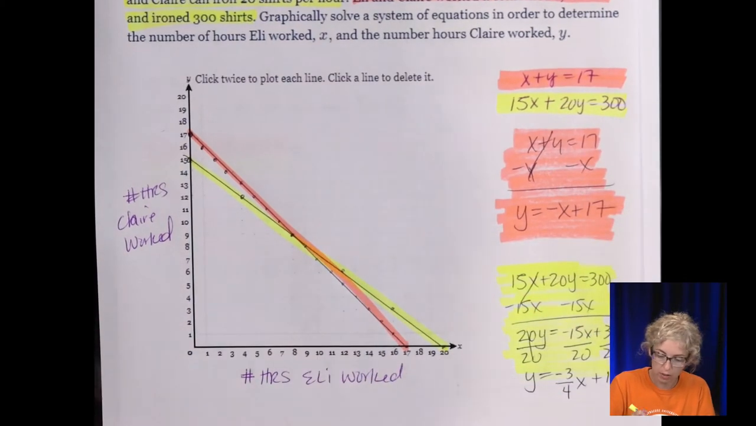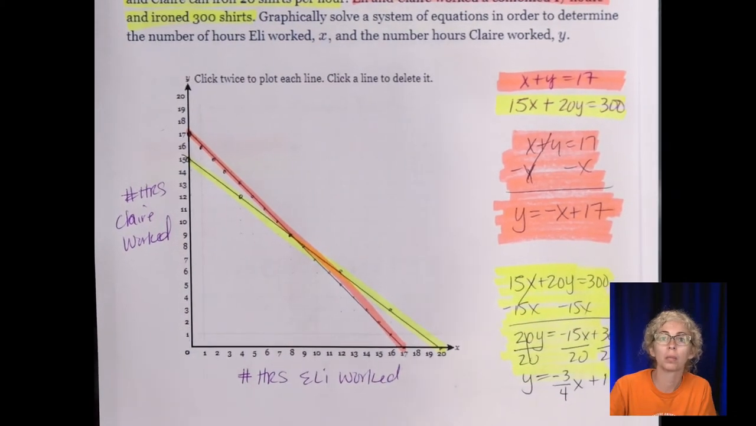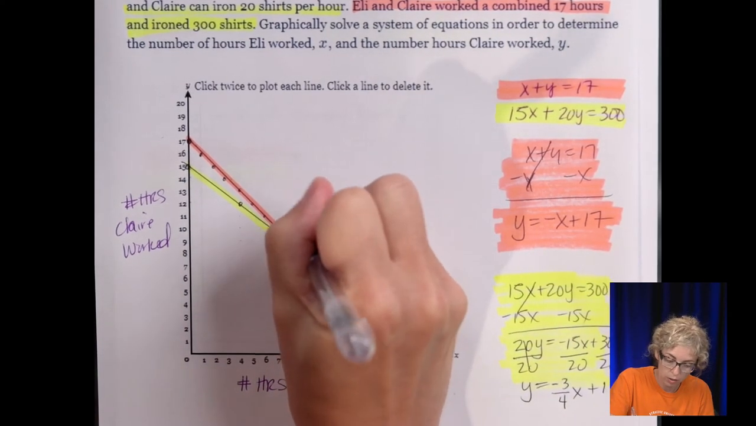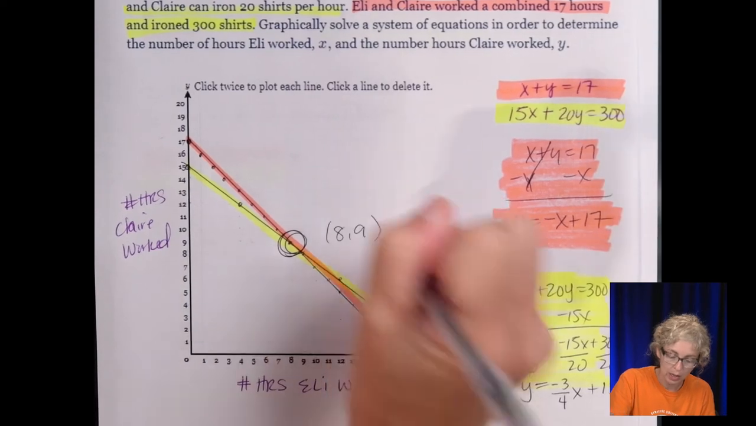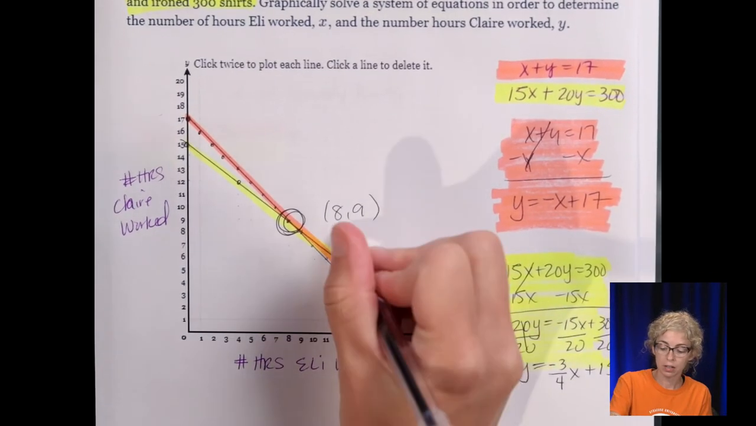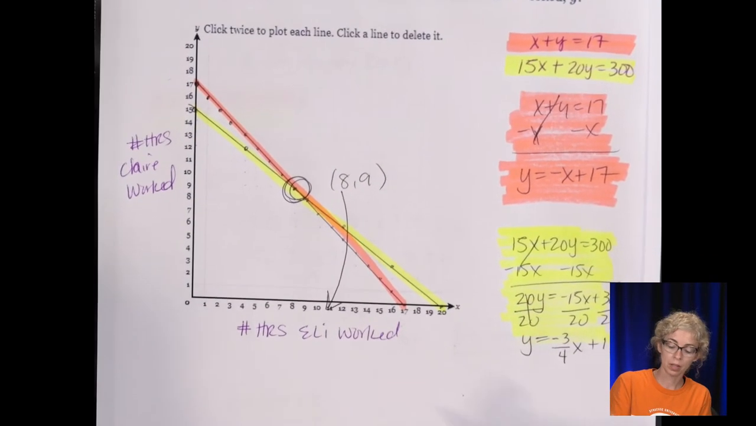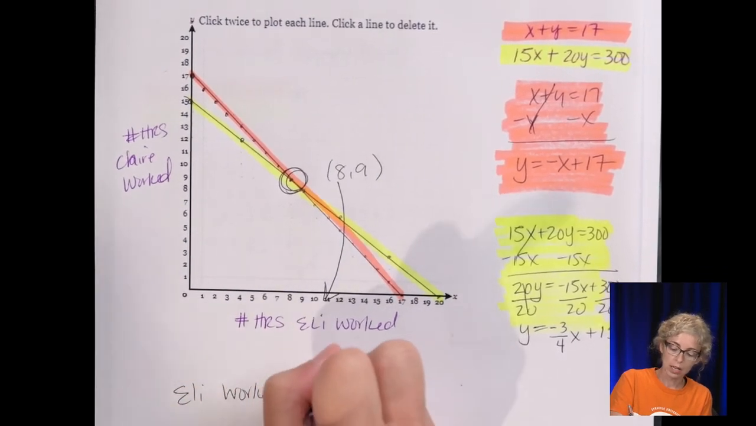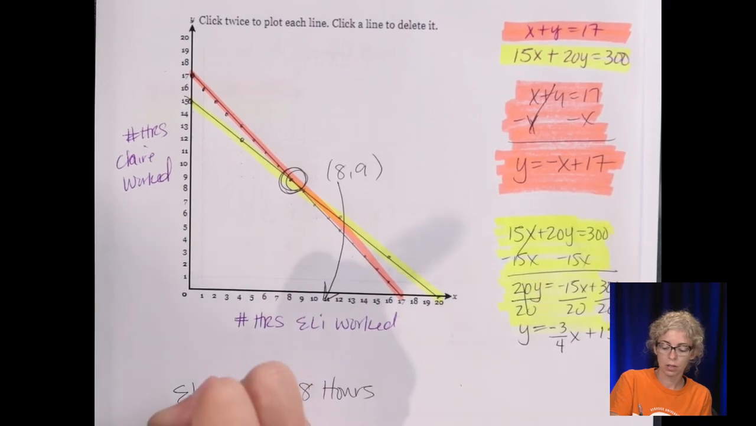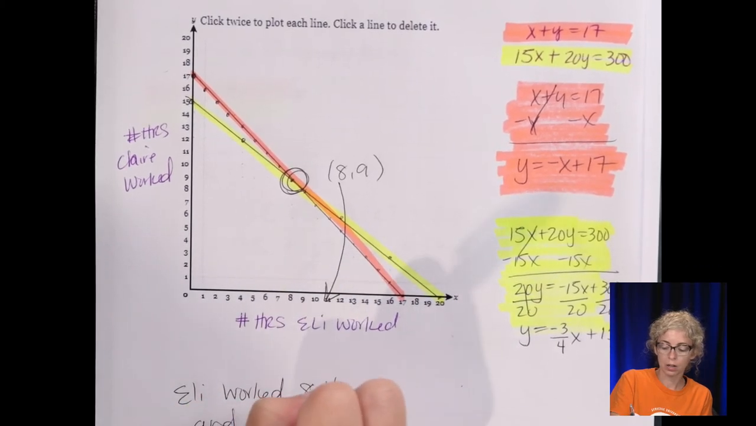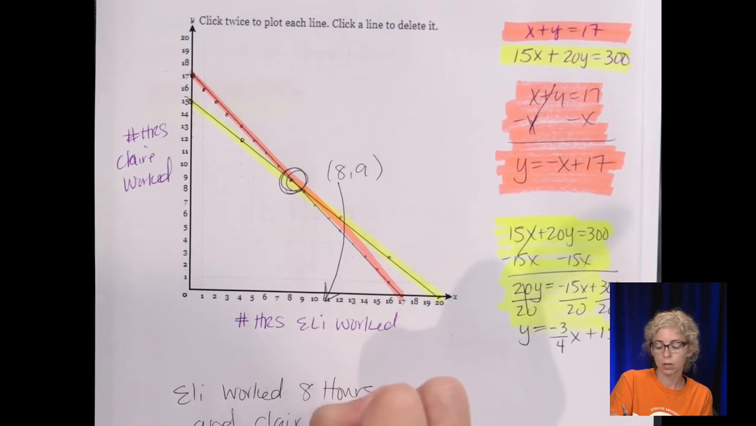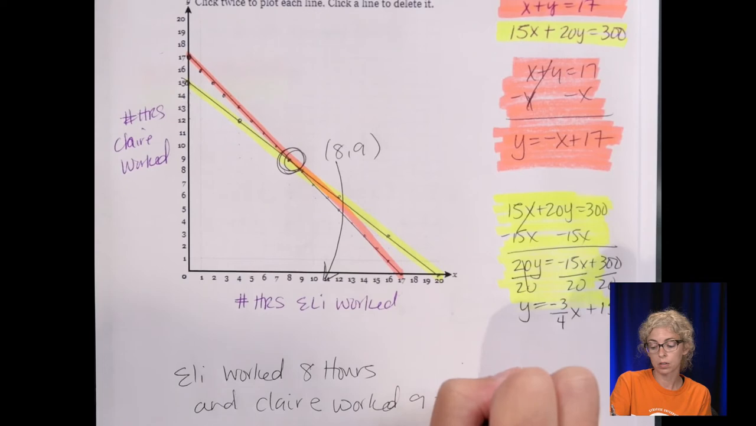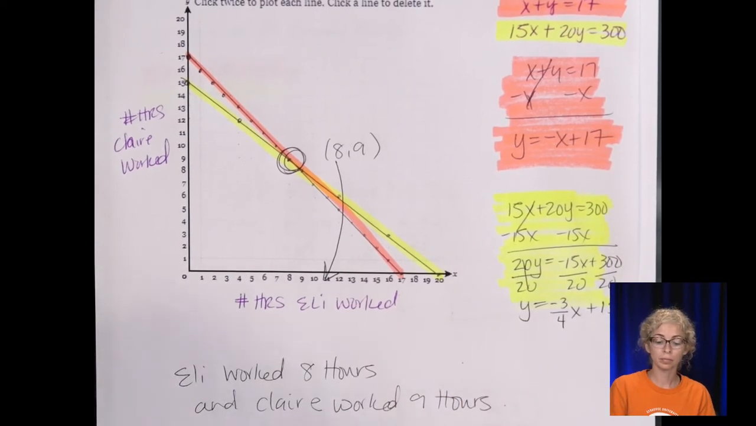And the question says, we want to know the number of hours they each work. So that's right here where they cross. And that point is 8, 9. So 8, the x, is Eli. So Eli worked 8 hours, and Claire worked 9 hours. Okay.